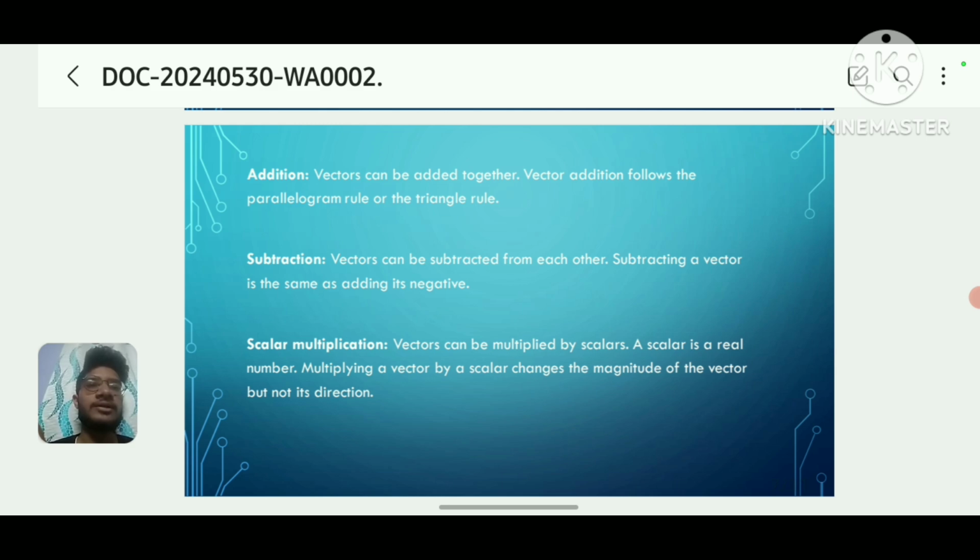Scalar multiplication. A vector can be multiplied by a scalar. A scalar is a real number. Multiplying a vector by a scalar changes the magnitude of the vector, but not its direction.